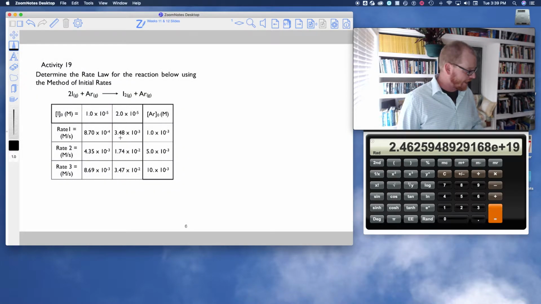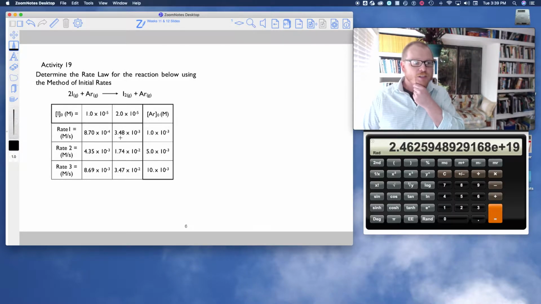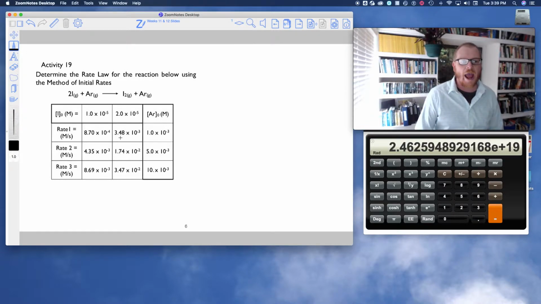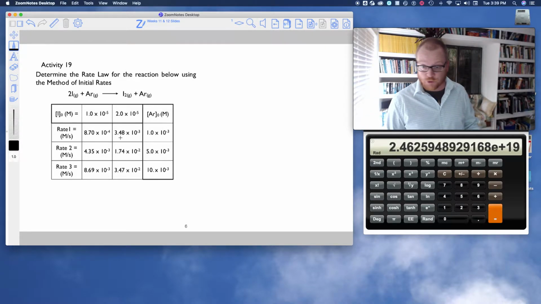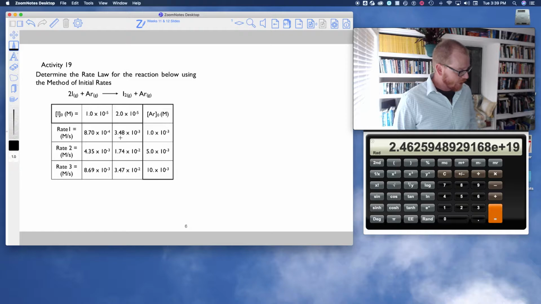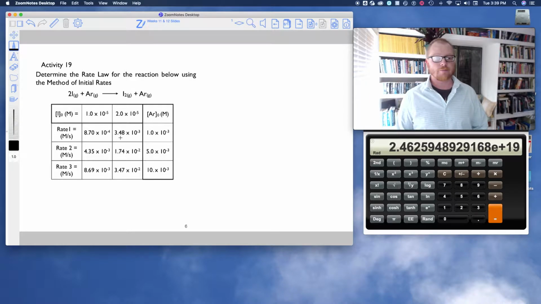Okay, this is what I wanted to get to. Doing the method of initial rates. So this is a very classic way of determining a reaction order. Not only the reaction order, but also determining the value of the rate constant.